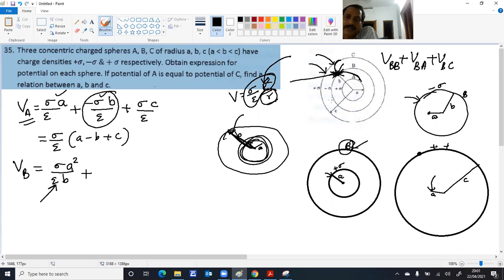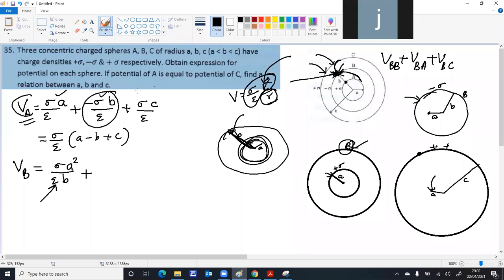When we say potential on B due to A, we have to take B as a point with respect to A, so it will be outside of A. We can't take it the other way around, with A as a point inside B. You can take that when you calculate the potential of A, and we have done that already. We have taken that point with respect to all the three spheres.